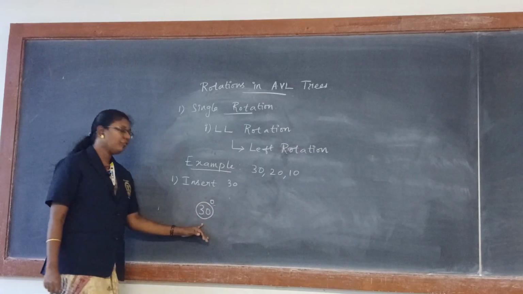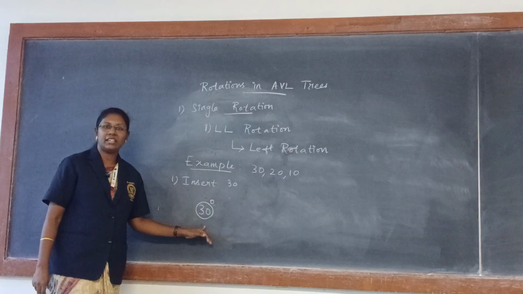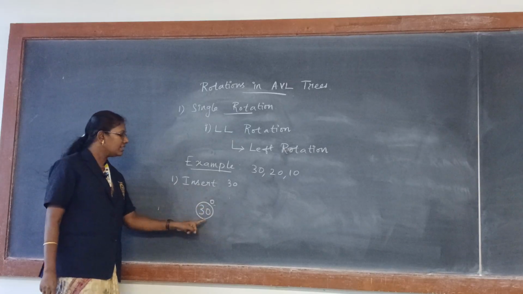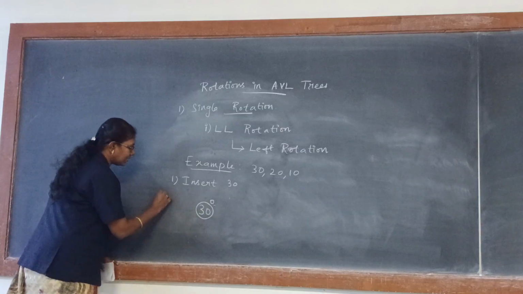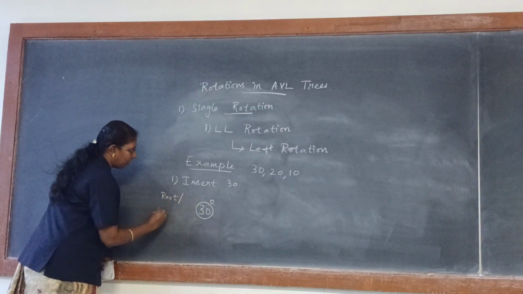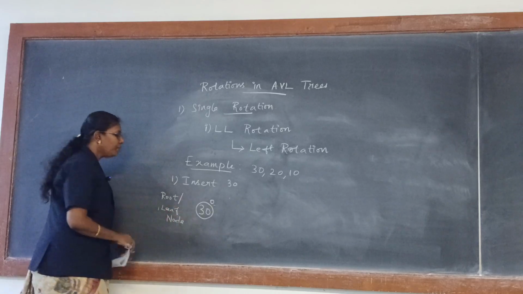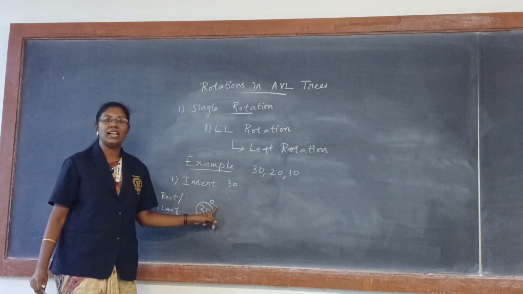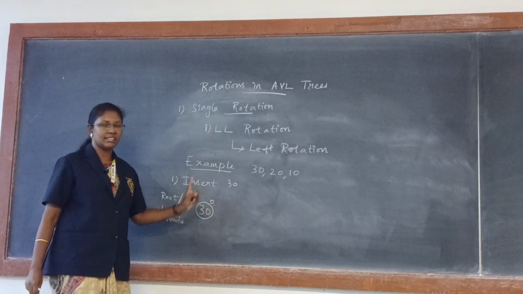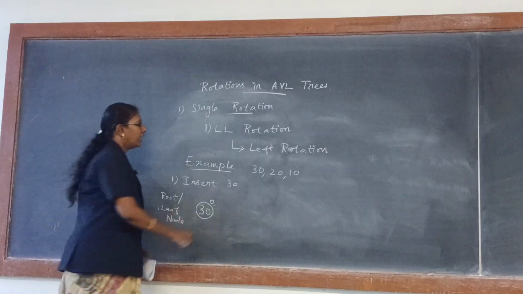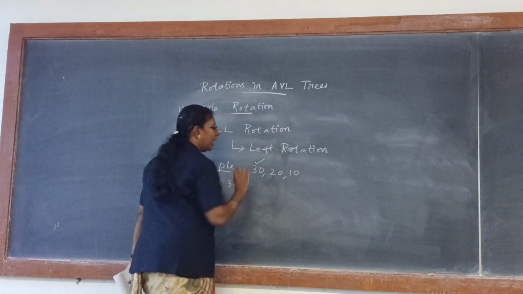And here, if an AVL tree or a normal tree contains a single node, then this single node can be considered the root node as well as a leaf node. That's why we are making the balance factor for this node 0. So now I have inserted the value 30 here. That means I have constructed an AVL tree.